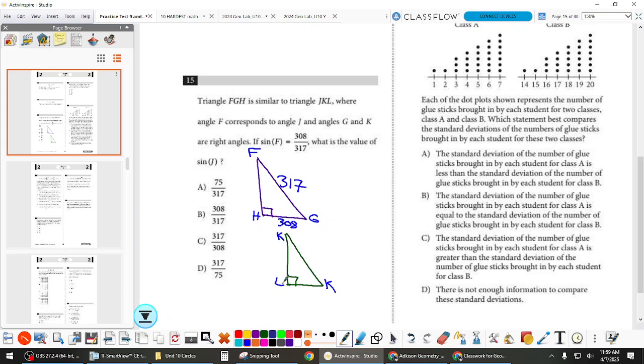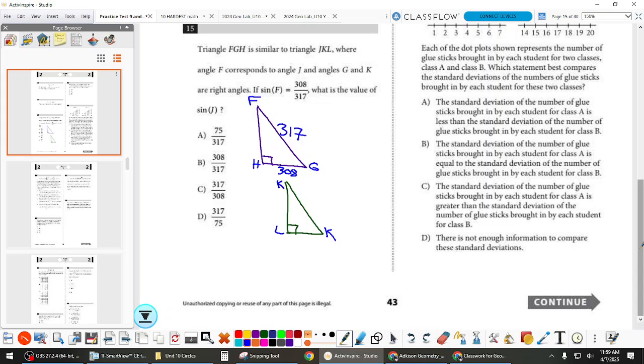If sine of F is 308 over 317, what is the value of sine of J? Oh, you put two Ks, I was like, where's J? I was confused. Anyway, I was talking too much. Okay, so what is the value of sine of J?